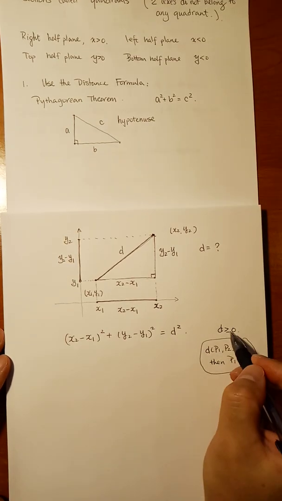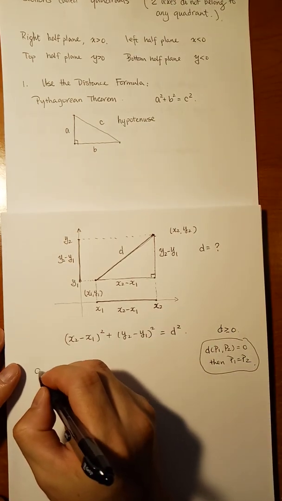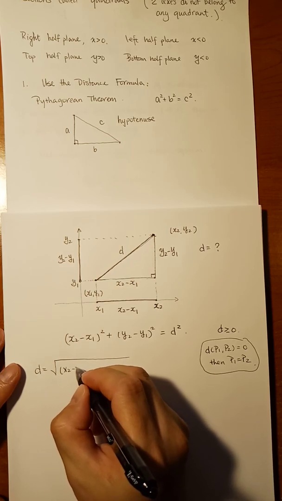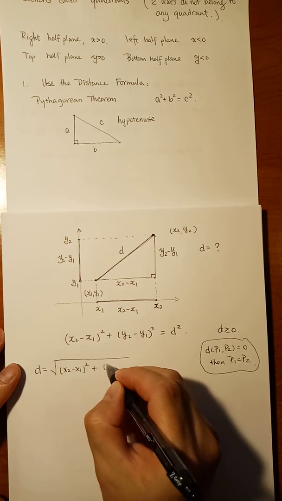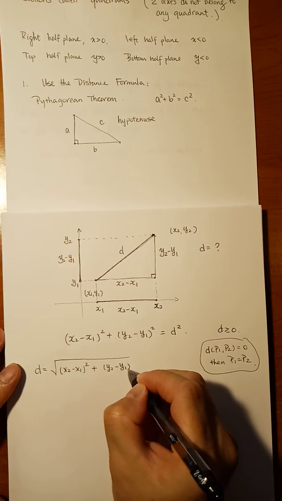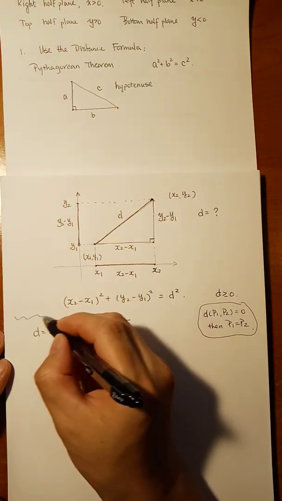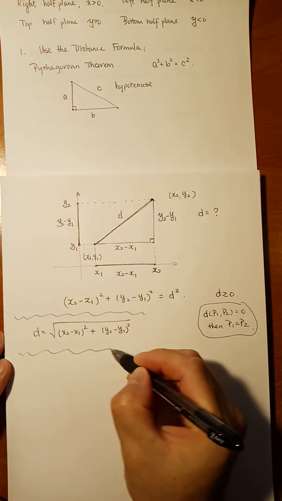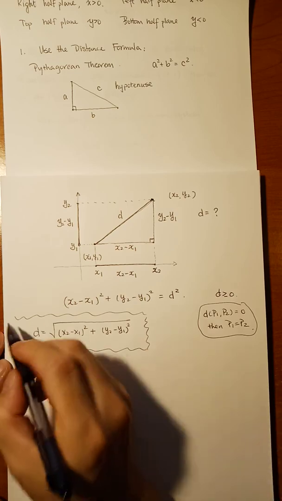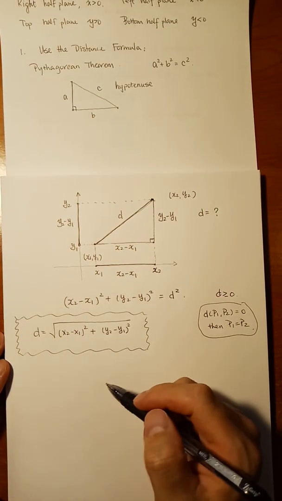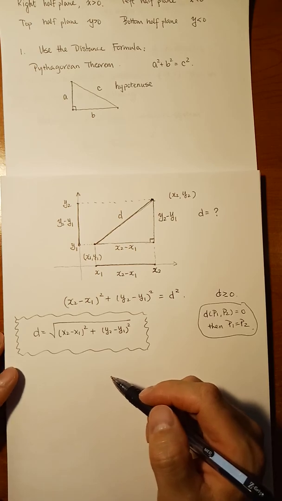Okay, because it's non-negative, we take the square root, so we get our useful formula. The square root of (x2 minus x1) squared plus (y2 minus y1) squared. Okay, so this is our distance formula. Keep this in mind. It's very, very, very important.